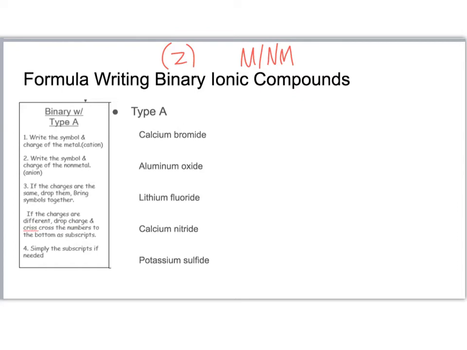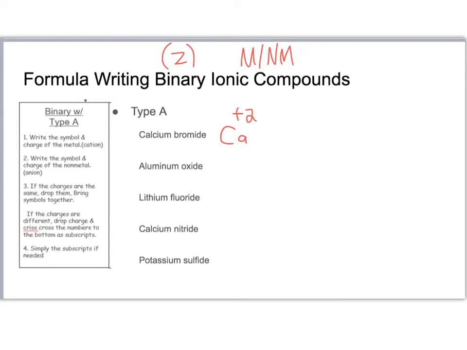I will demonstrate this with the first example, which is calcium bromide. So calcium's symbol is Ca. You're going to use your periodic table to find that symbol, and hopefully you have written the monatomic ion charges for main group elements on your periodic table. And we know that calcium forms a positive 2 charge. It wants to lose its 2 valence electrons.